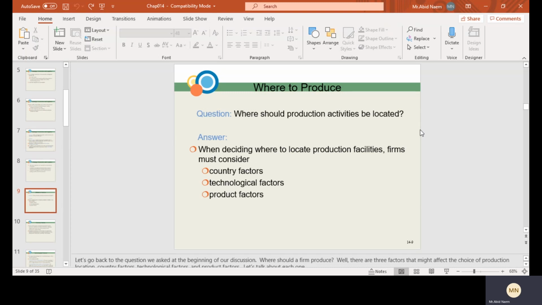Firms must consider the country factors in which they are going to establish their production processes, the technological factors, meaning the availability of technology within that country, and product factors. These three factors any organization has to consider before establishing the production process in any foreign country.